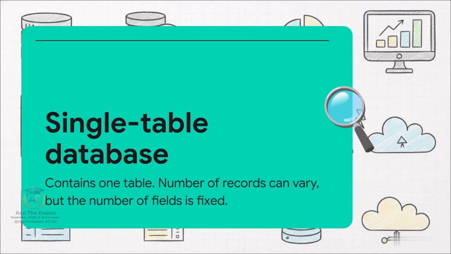Now, the really crucial point to remember here is that while you can add or delete rows as new items come in, every single item must contain the exact same number of columns. The number of records? Yeah, that will vary wildly depending on how much data you actually have. But the number of fields is absolutely fixed.